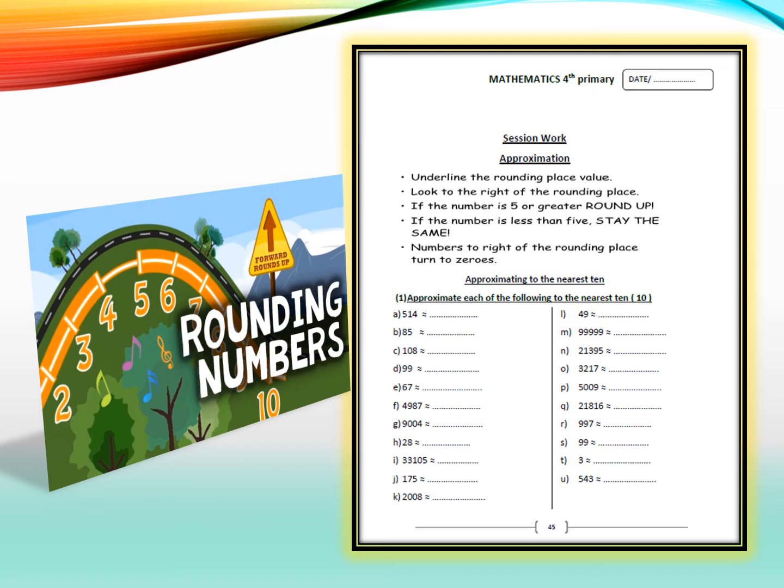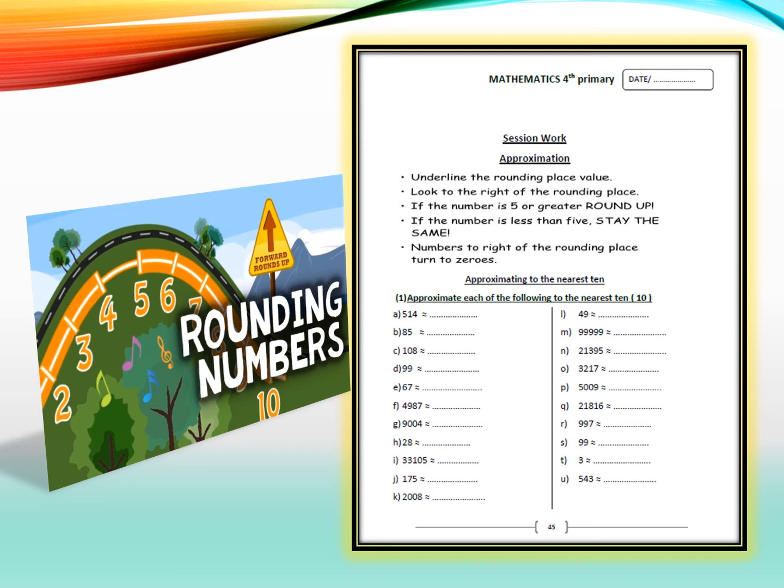The second example, we have 85. We will circle the tens number, which is 8, and the number on the right, which is 5, and ask if 5 is strong or weak. 5 is a strong number, so it will give 8 one, and 8 becomes 9, and 5 becomes 0. So 85 after approximation will be 90.